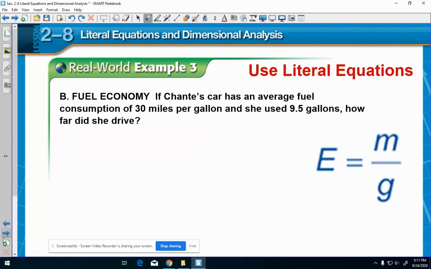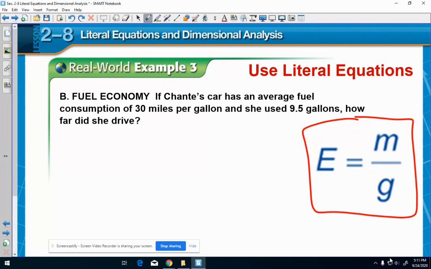Okay, as we move on here, now maybe we use this equation to help us out. Over on the right here, you see we have an equation: E is equal to m divided by g. E simply stands for the economy of the car. It's miles per gallon that it represents.